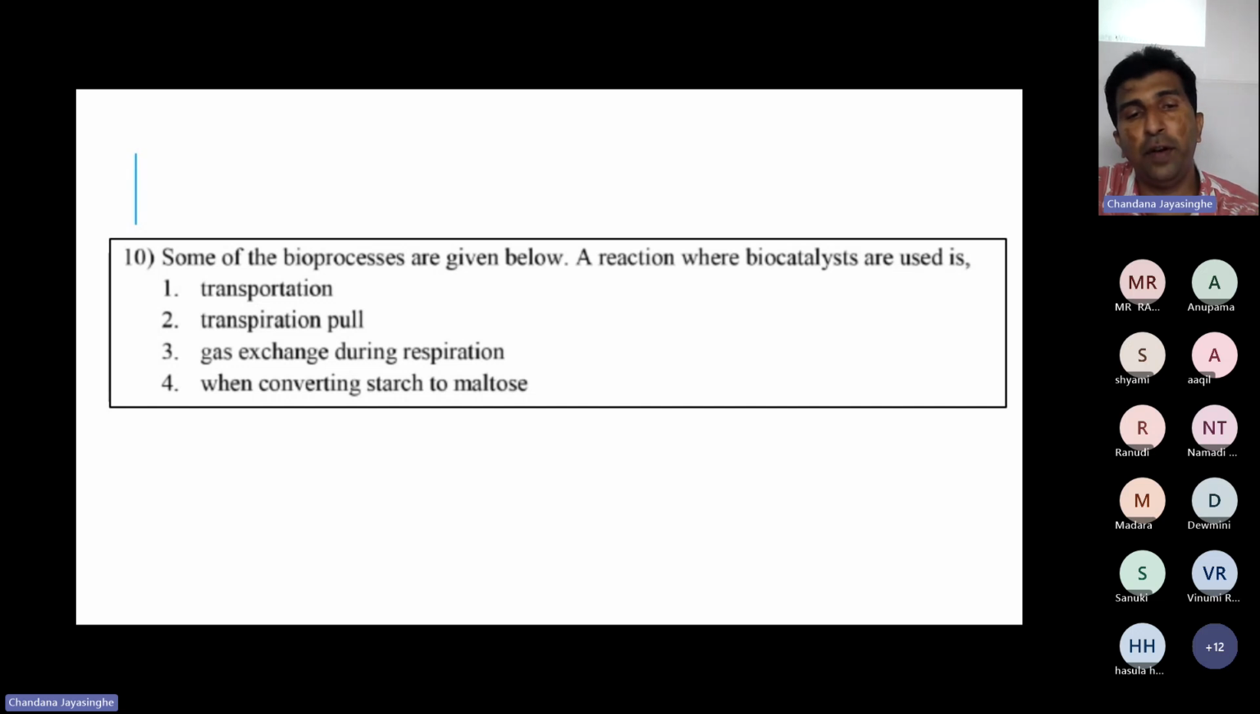Amylase. Normally, when we consume starch food, inside the mouth the saliva initiates. So salivary amylase converts starch into the disaccharide maltose. Another name for amylase is ptyalin. So the process biocatalyst means enzyme. Here the enzymatic reaction is what? Fourth one.